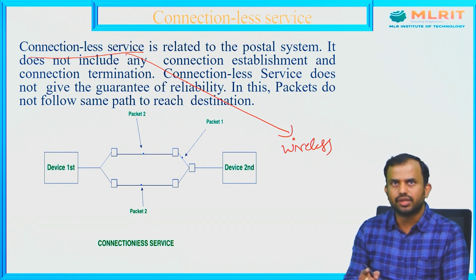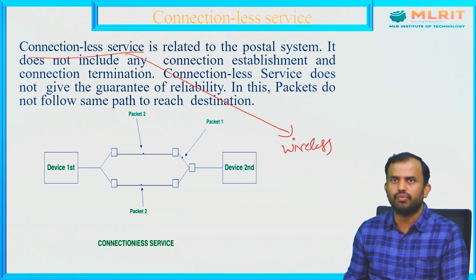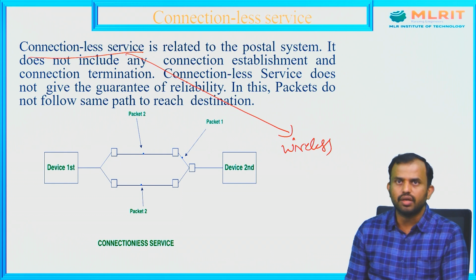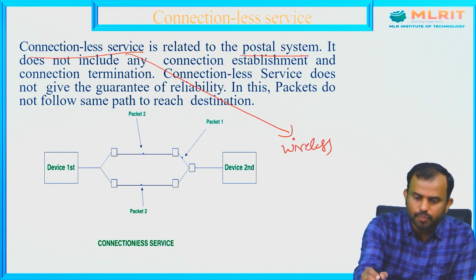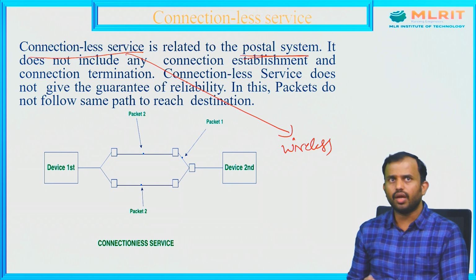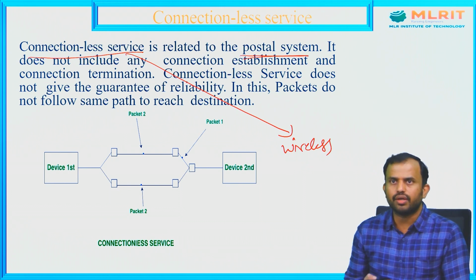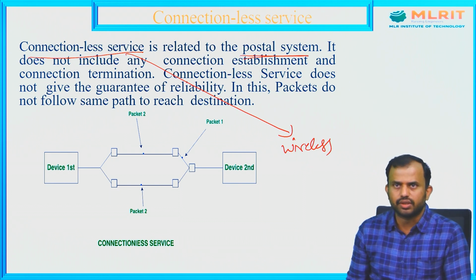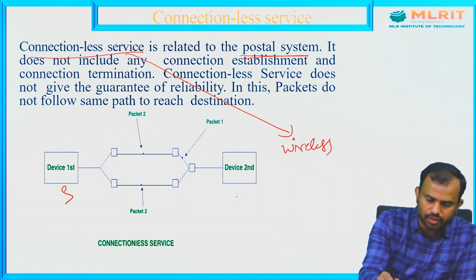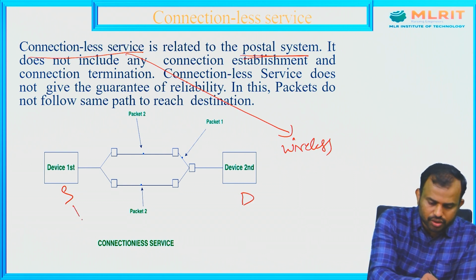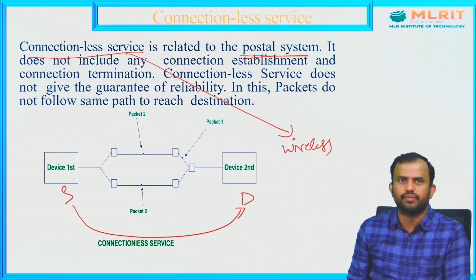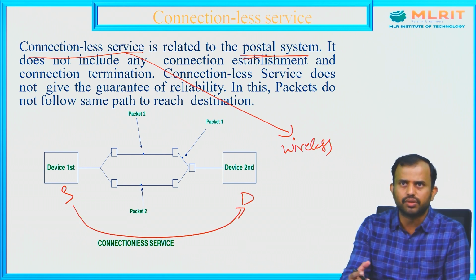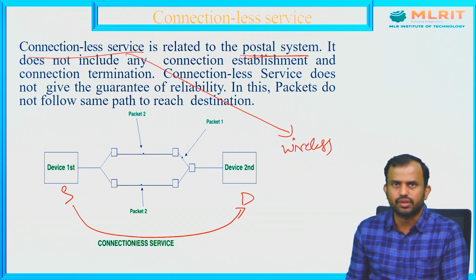And what is connectionless here? There is no physical communication cable present here. That is the reason we call this service a wireless service system, and it is related to my postal system. Assume we want to send a courier from one source to another destination place. This is my source place and this is my destination place. If I want to send a courier from source to destination, I will use some kind of postal service or courier service, such as DTDC.